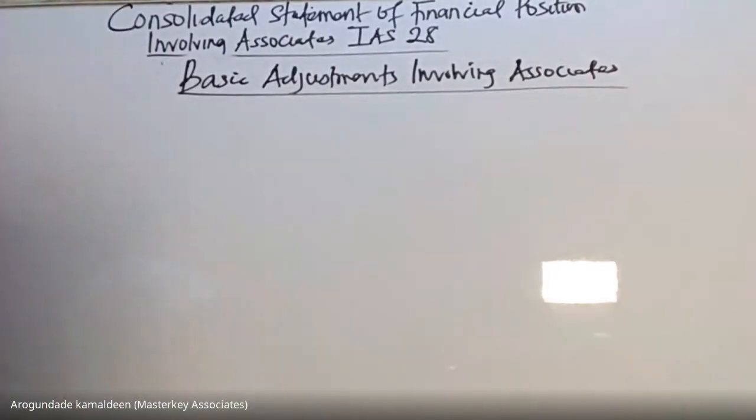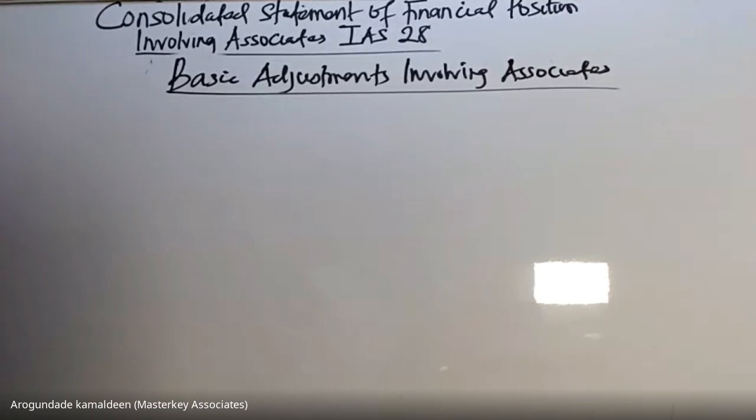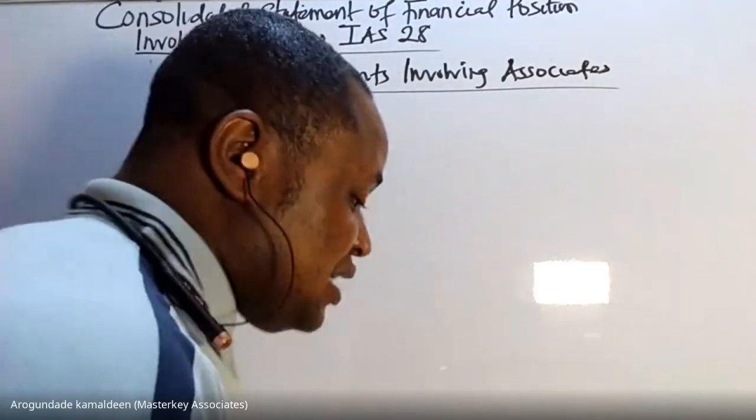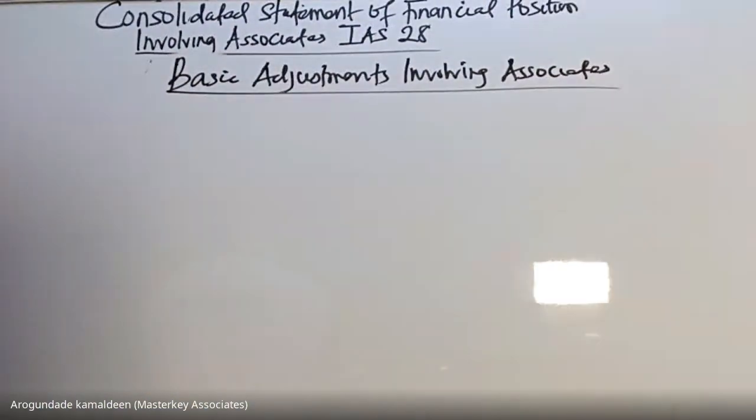What you are going to be asked to do in the exam is going to be a full consolidation. That is, it will involve the parent company, the subsidiary, and investment in associate, or the parent company and the subsidiary only. So it depends on how the question appears, okay? On how the question appears.